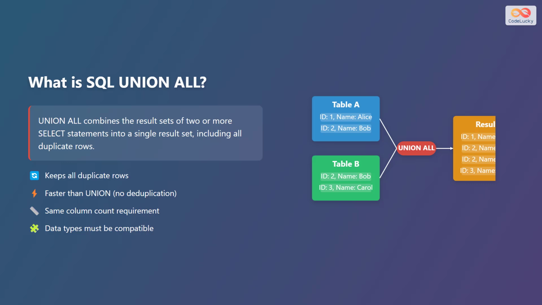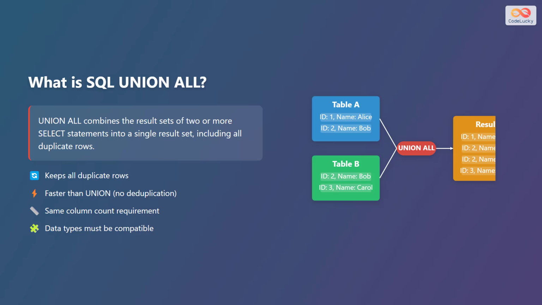Now let's discuss union all. Union all also combines the result sets of two or more select statements into a single result set, but unlike union, it includes all duplicate rows. This makes union all faster than union, since it does not perform any deduplication. Just like union, union all requires that the number of columns be the same and the data types be compatible.